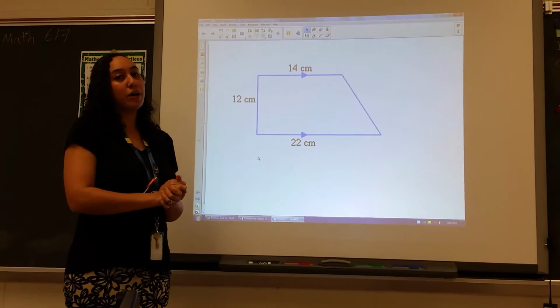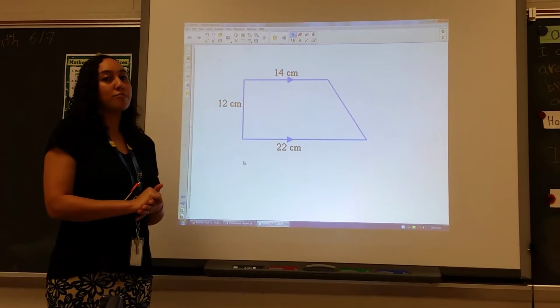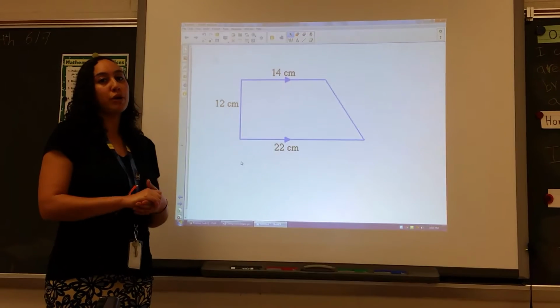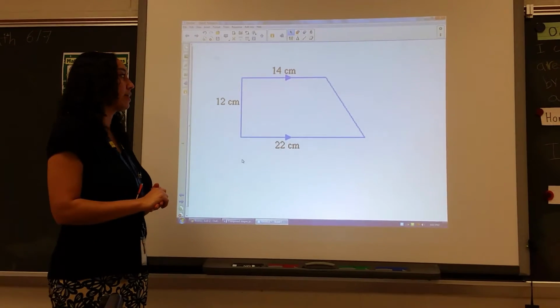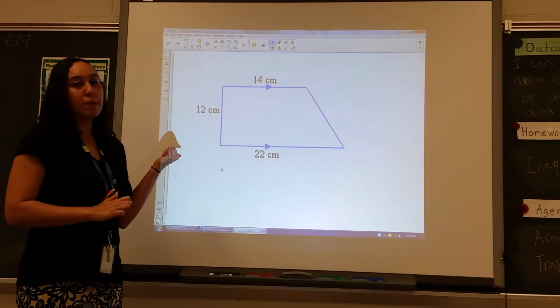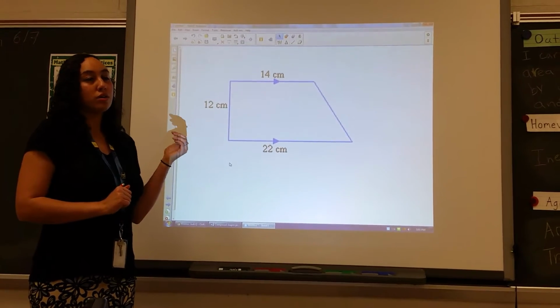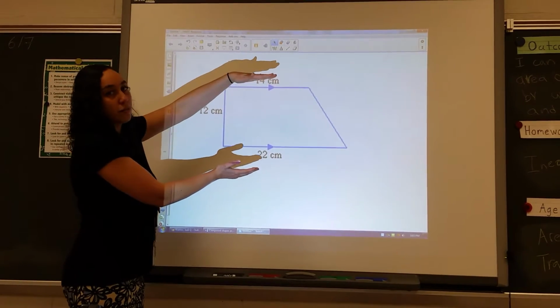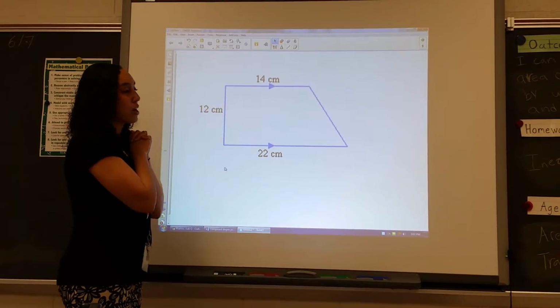We have a quiz coming up on composed figures. So I'm just going to show you two composed shapes and how to find the area of them. The one we have up here right now is a trapezoid. A trapezoid has one set of parallel lines, which is what makes it a trapezoid.